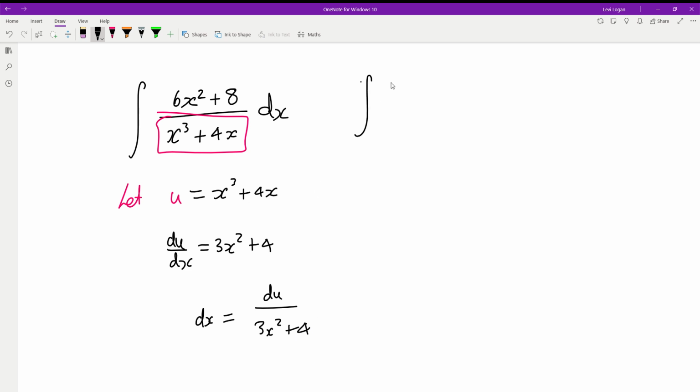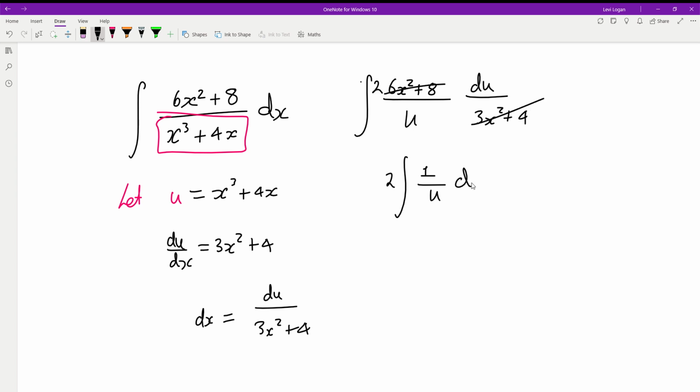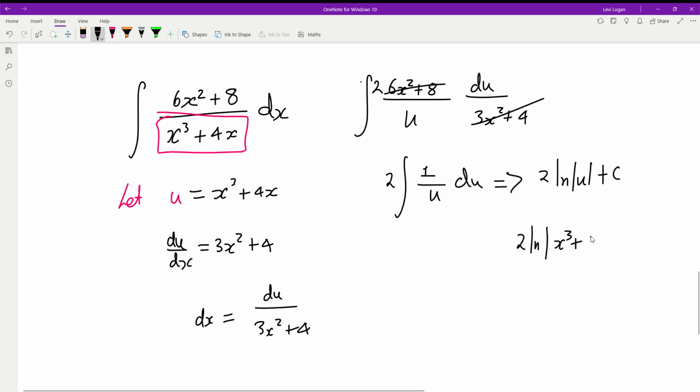Apply that and you should get this 6x squared plus 8 all on u, and then you have du on 3x squared plus 4. You can see this here is exactly double that, so you still have a 2, integral of 1 on u, but the rest of it will cancel, but you'll have a 2 there, du, so you get 2 natural log of u plus c, and then 2 natural log of x cubed plus 4x plus c, and that's it.